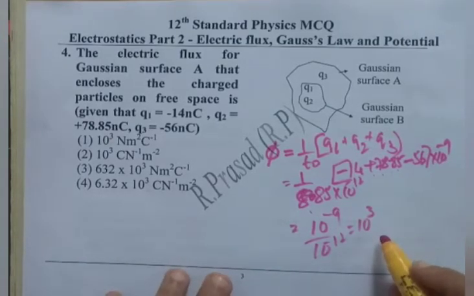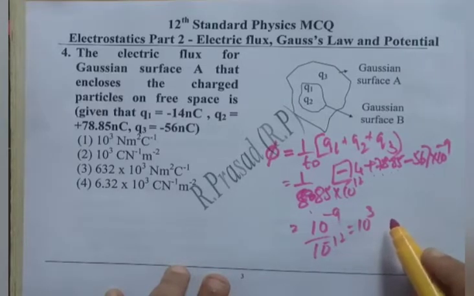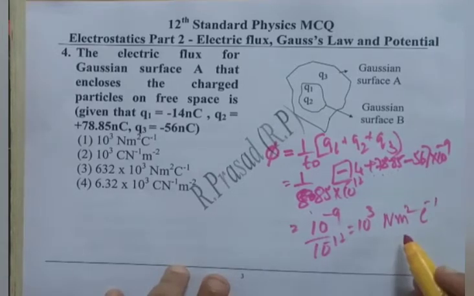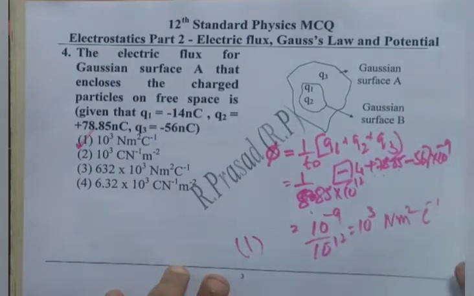Say, what is the unit for this? Flux per unit area is electric field. Therefore, flux is E into area. E is Newton per coulomb, area is meter square. So, Newton meter square, coulomb inverse can be written. Therefore, option 1 is right.